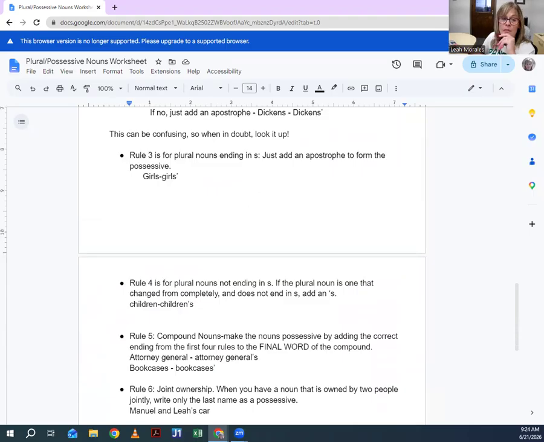Okay, rule number 3 is for plural nouns ending in s. Just add an apostrophe to form the possessive. Girls, you just put an apostrophe after the s that is already there, okay? Instead of it meaning more than one girl, it means it's something that belongs to more than one girl, okay?